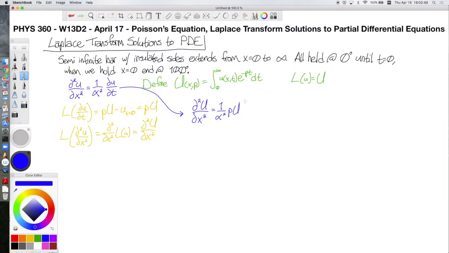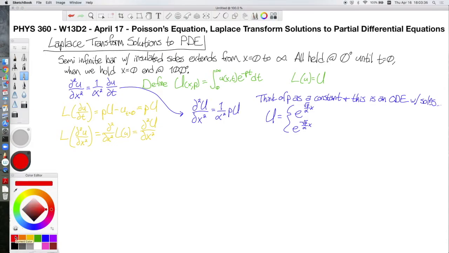And if we think of p as a constant, this is basically just an ordinary differential equation. The solutions of this ordinary differential equation are big U is either e to the square root of p over alpha times x, or e to the negative square root of p over alpha times x. Now we need to apply our boundary conditions. But when we apply our boundary conditions, we're applying them to big U, not little u. So we are going to need to Laplace transform our boundary conditions.